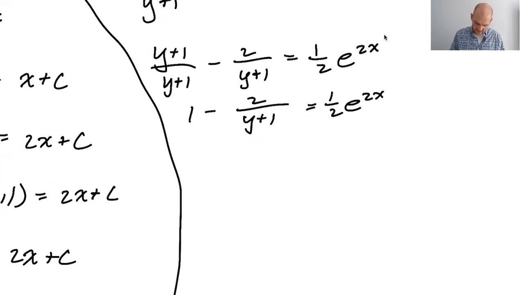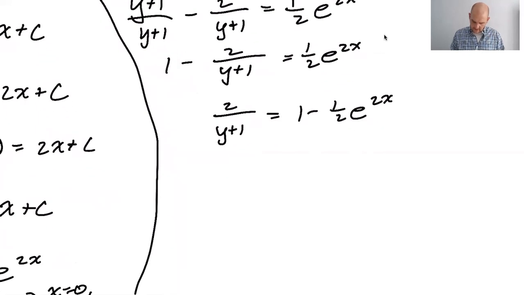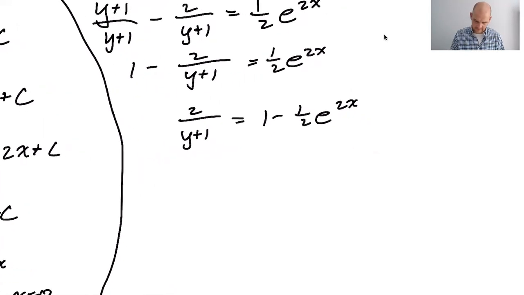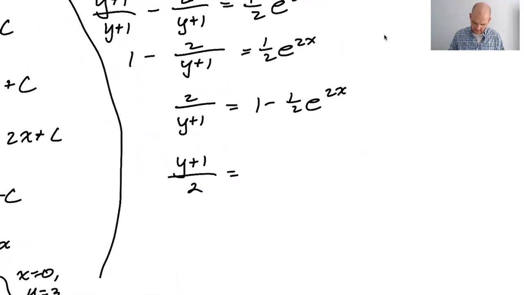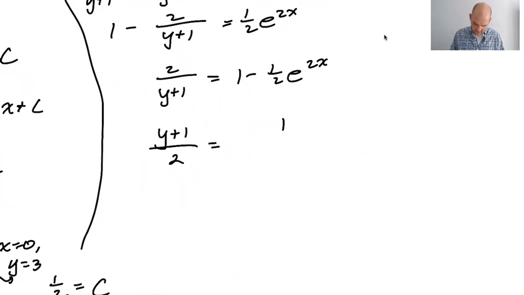Okay, so I need to subtract 1 and multiply by negative. So I'll get 2/(y + 1) is... subtract 1, multiply by a negative gives me 1 − 1/2 e^(2x). Okay, reciprocals, I guess? This is crazy. (y + 1)/2 is... I was about to ask where I lost the y minus 1, but I think we dealt with that. So I'm taking reciprocals.